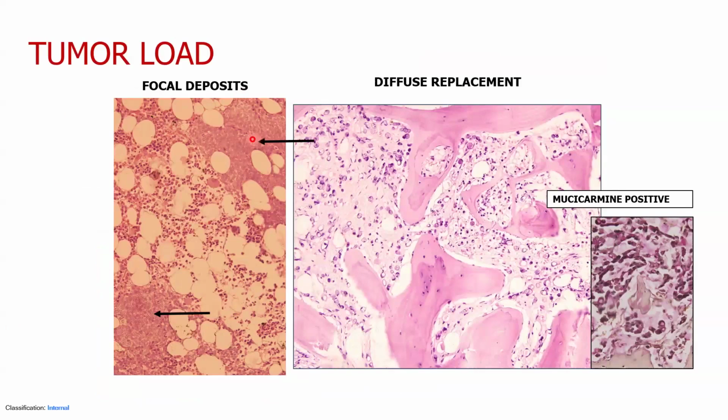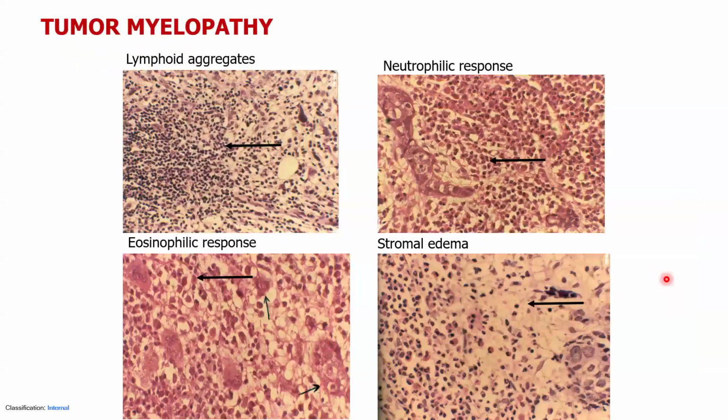There could be focal deposits of the metastatic tumor. Here is a case of a rectal tumor with bilateral Krukenberg, where you can see sheets of signet ring cells and mucin pools replacing the hemopoietic elements of the marrow. This was mucicarmine positive. Now, tumor myelopathy is best seen in areas where there is tumor and remnant of the marrow. Tumor myelopathy is the response of the stroma to the metastatic tumor deposits.